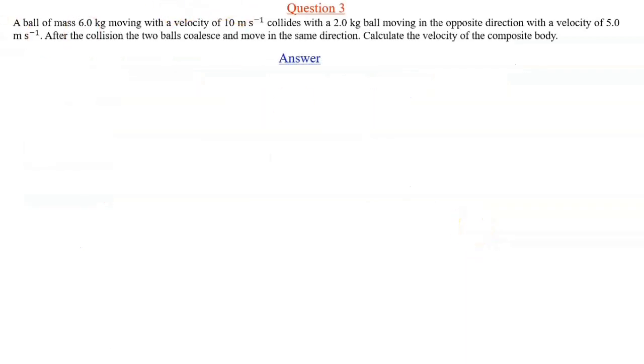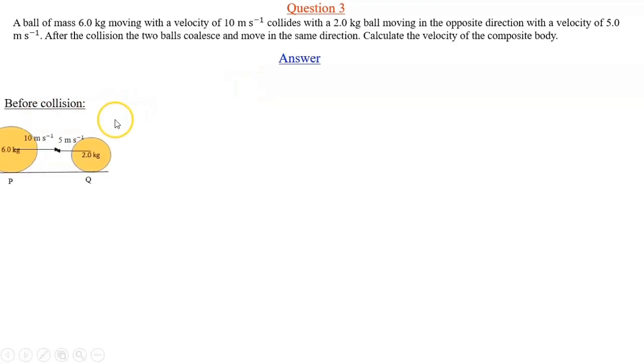One of the questions we have here is: a ball of mass 6 kilograms moving with the velocity of 10 meters per second collides with a 2 kilograms ball moving in opposite direction with a velocity of 5 meters per second. After the collision, the two balls move in the same direction. Calculate the velocity of the composite body.